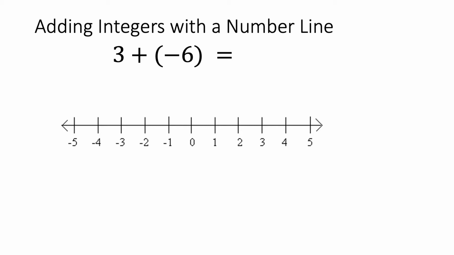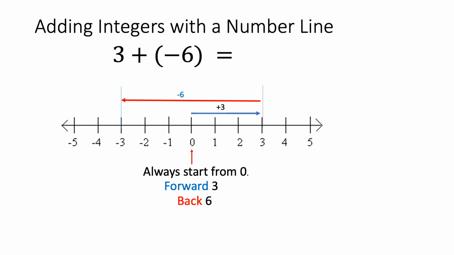Whenever we're going to add, we're always going to start from 0. So we start from 0, and since 3 is positive, we're going to move to the right. So positive 3, and then negative 6 goes to the left. So first we go forward 3, and then we go back 6, and we land on negative 3. So 3 plus negative 6 is negative 3.